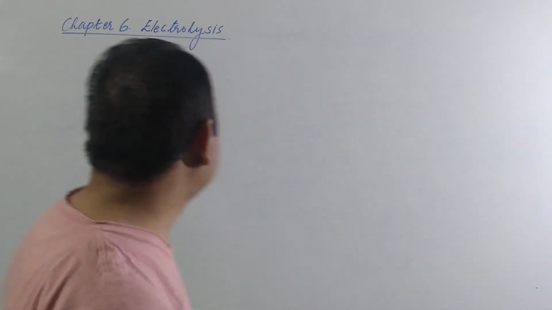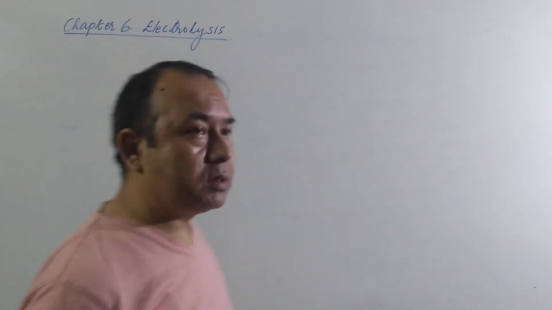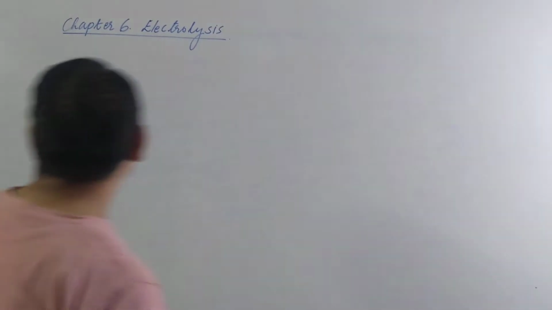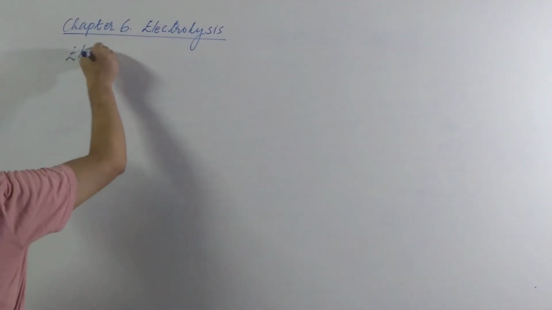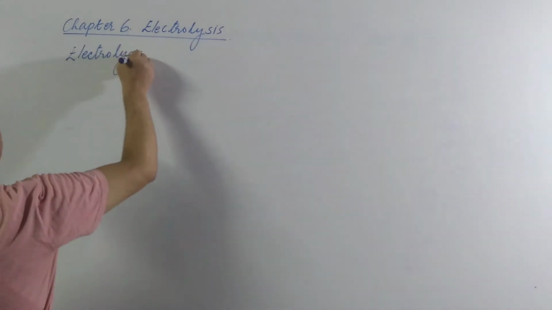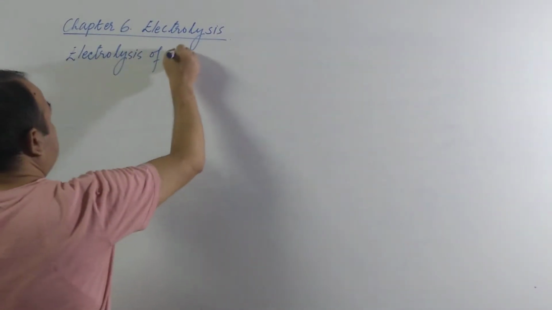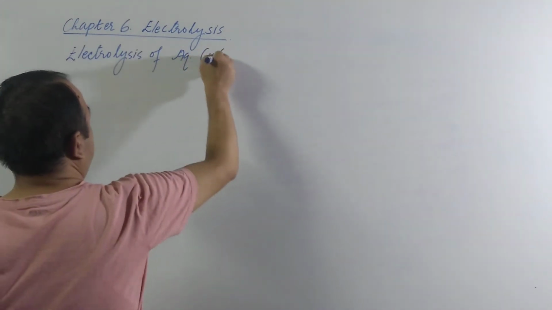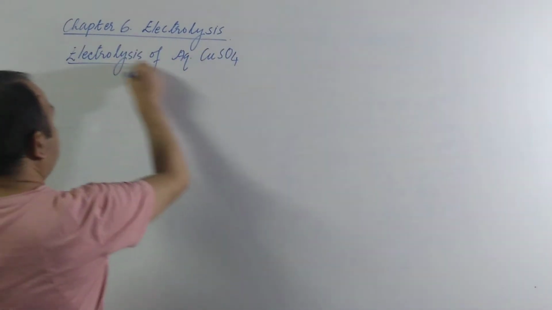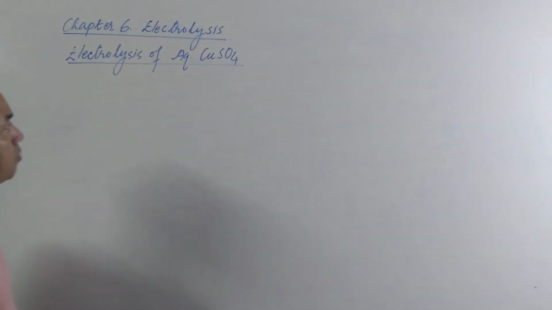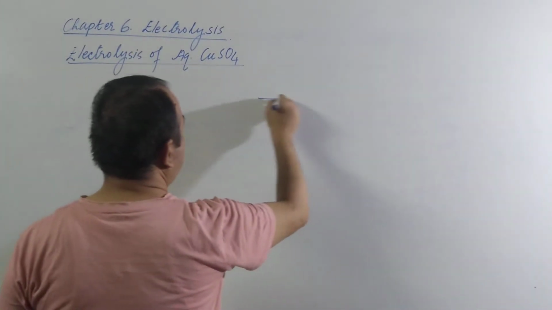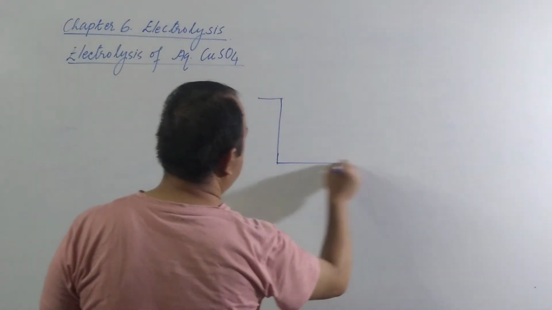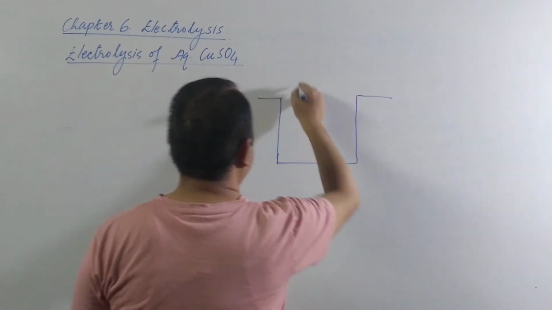Aqueous copper sulfate means copper sulfate with a little amount of water. So today's topic is electrolysis of aqueous copper sulfate. For this, let me draw the electrolytic cell.